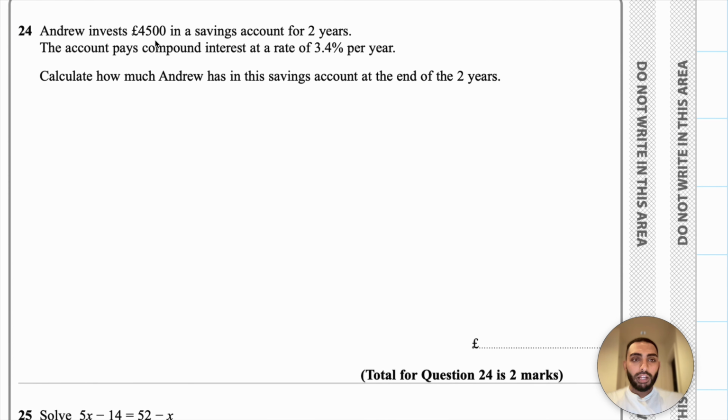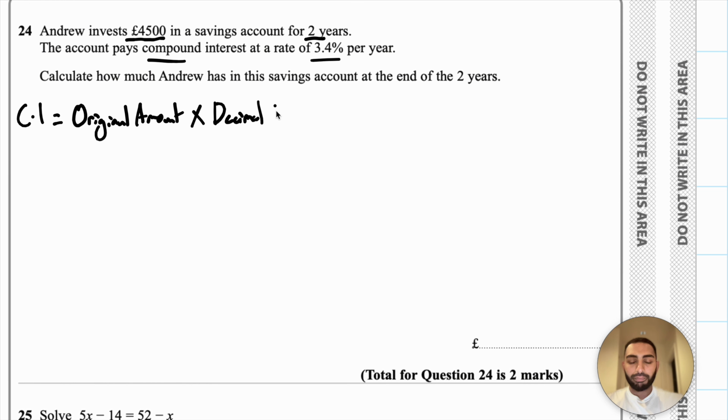Question 24. Andrew invests £4,500 in a savings account for 2 years. The account pays compound interest at a rate of 3.4% per year. Calculate how much Andrew has in his savings account at the end of the 2 years. For this question, we're going to be using our compound interest formula. So for that, we need our original amount multiplied by our decimal multiplier, and that's raised to the power of the amount of repetitions.